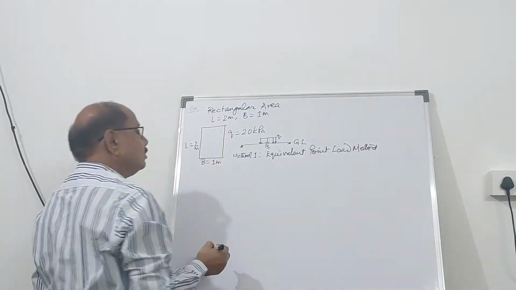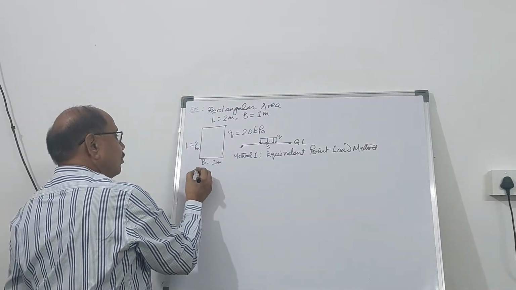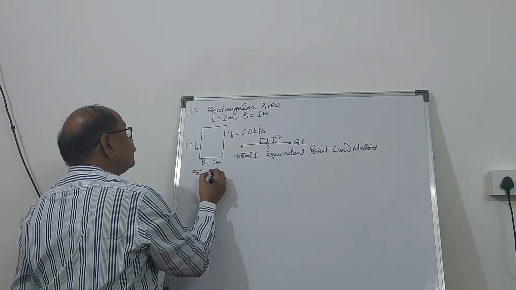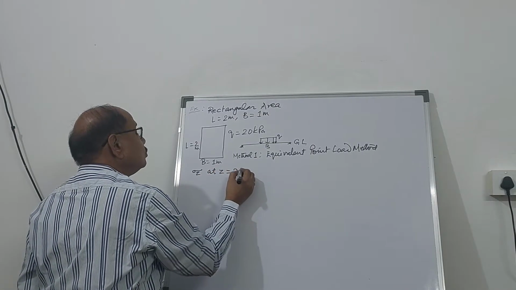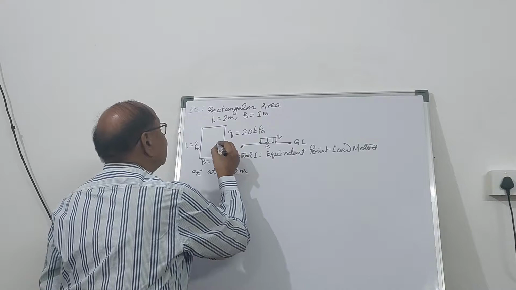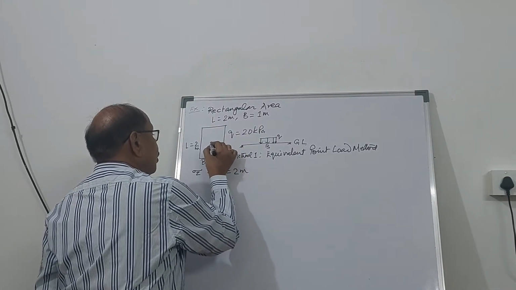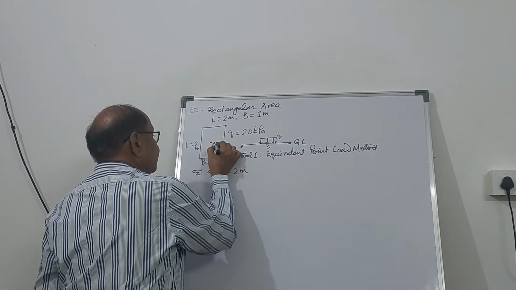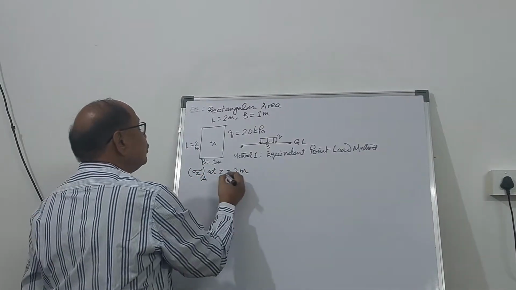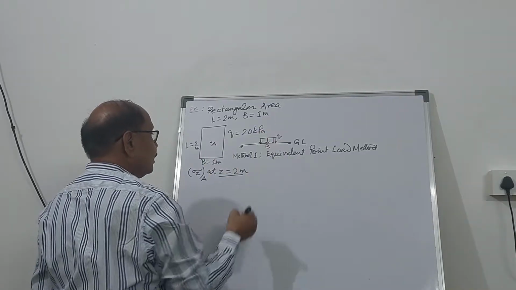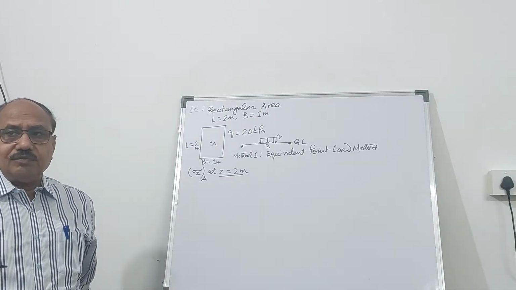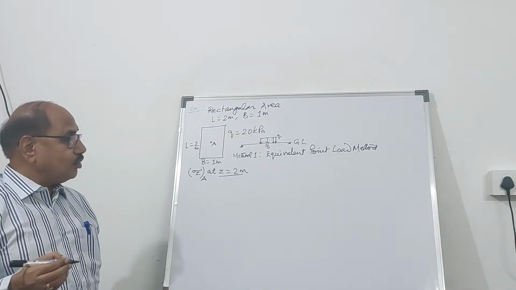You need to find out the value of sigma z, the vertical stress at z equal to 2 meter from the ground level, and we want it below this point, that is the midpoint. Let's say the midpoint is A. So sigma z at A, where z equal to 2 meter. So below the ground surface, at depth equal to 2 meter, you will have to find out the value of vertical stress.